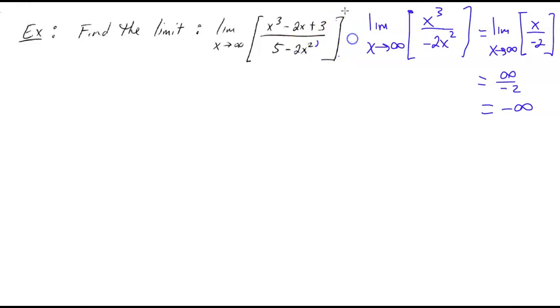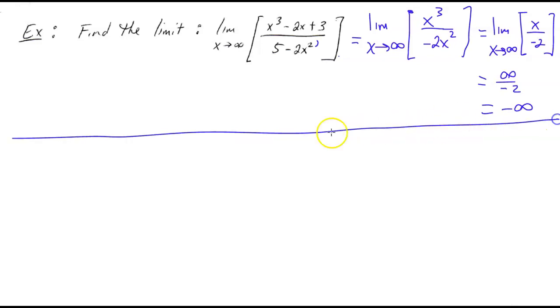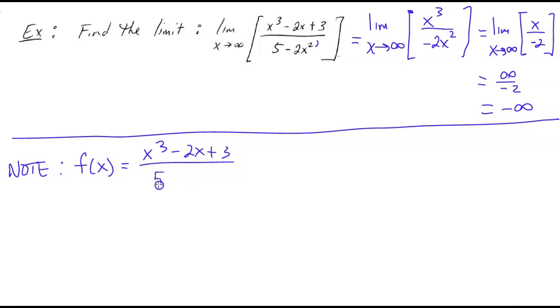All right, so let's go ahead and do that now. If we're doing this the more traditional way, and I'll make some separation here, let's say note. I'm going to say let f of x equal this particular function here, 5 minus that. And we're going to multiply this by 1 over x squared over 1 over x squared.